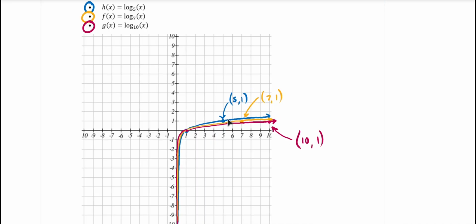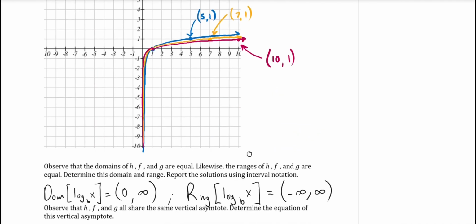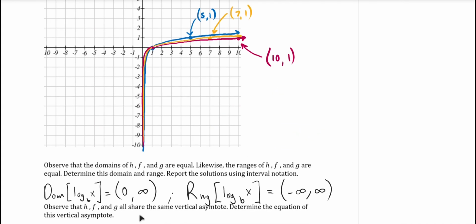And the easiest way to see which one's on top is to point out when they're going to be equal to 1, which is going to be at the value of x of their base. But let's notice that they all have some things in common, right? Any log base b of x is going to have a domain from 0 to infinity. There's nothing over here that we can see in the half plane where x is negative.